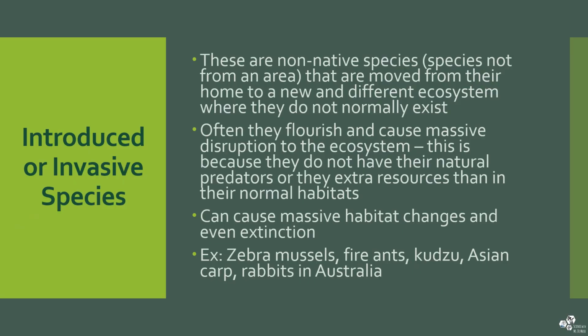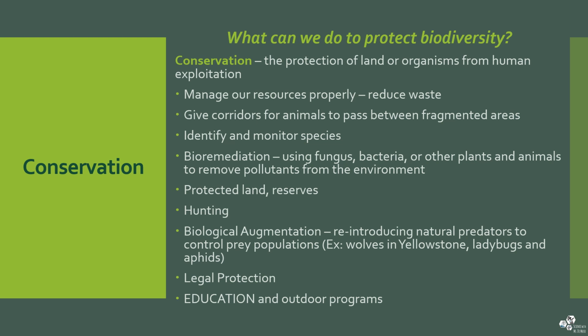And then we have this threat that is often human-driven, and that is invasive or introduced species. These are non-native species that are moved from their home to a different ecosystem where they don't normally exist. This often causes them to flourish because they don't have natural predators or because they have a better ability to tap into the nutrients in the area compared to local organisms. And this can lead to massive habitat changes. So things like the kudzu vines, the rabbits in Australia that we talked about, all of those are examples of invasive species. And finally, what can we do to protect biodiversity?